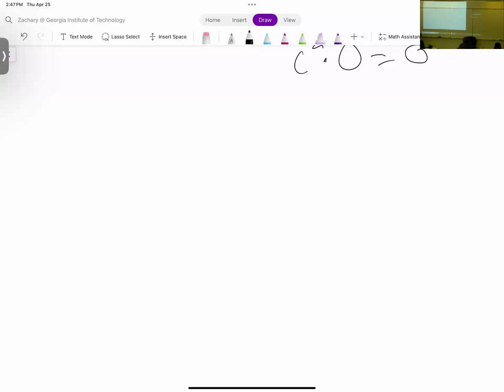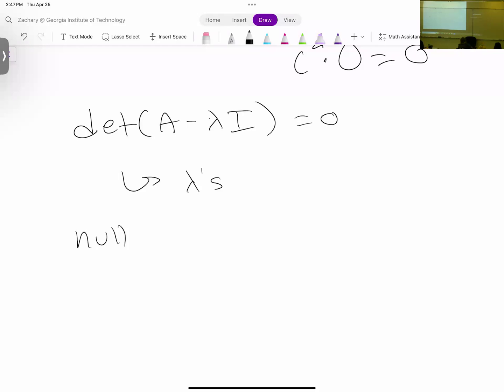Okay. So to find eigenvalues and eigenvectors, you'll always do the exact same process. Determinant of A minus lambda I equals 0, and solve this and you get your lambdas. Okay. Null of A minus lambda I for each lambda, solve this, you get your eigenvectors. Okay. Cool.